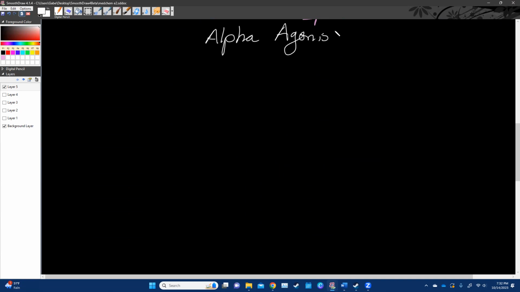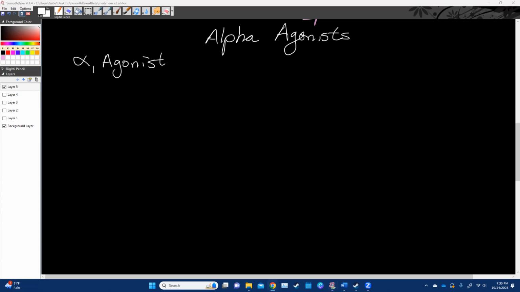Alpha agonists. When we talk about the alpha agonists, they come in two major flavors. The first kind is the alpha 1 agonist mimicking the phenylethylamine backbone. So this would be a drug like phenylephrine.